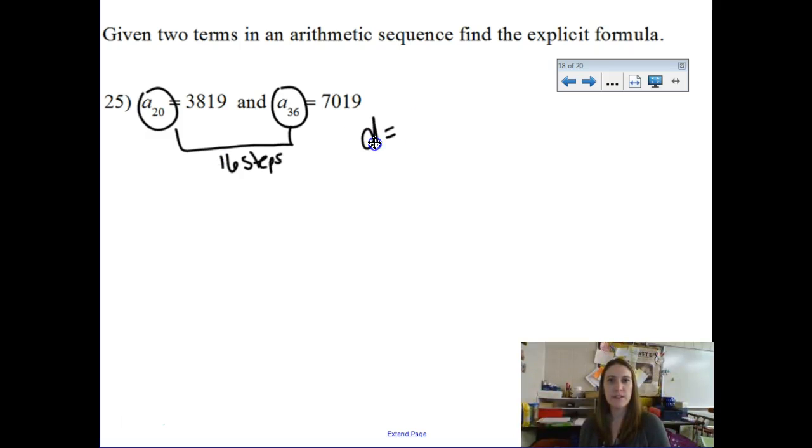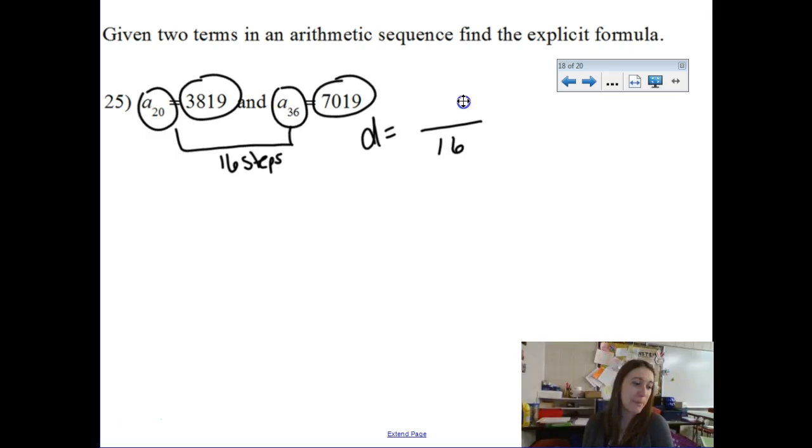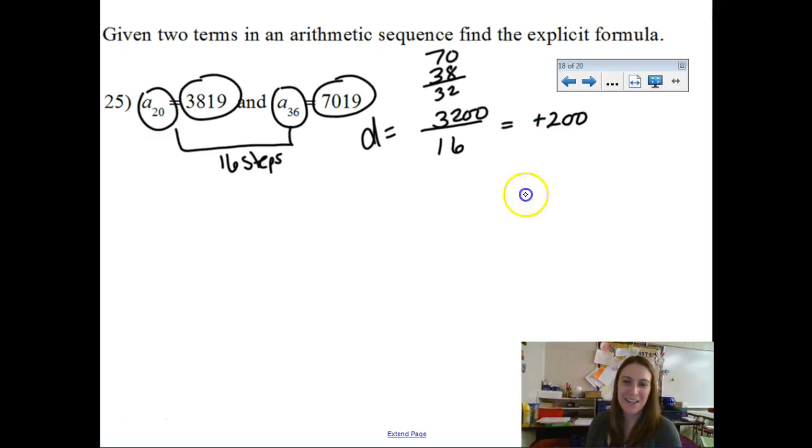So the common difference is, let's see how far, 3819 to 7019. I know I should be able to subtract that, but I really can't. I don't know why that's so difficult for me right now. It just sure is. Alright, so 32, yeah. So, like this. So what is that, 200? Yeah. Common difference of adding 200 for every step.